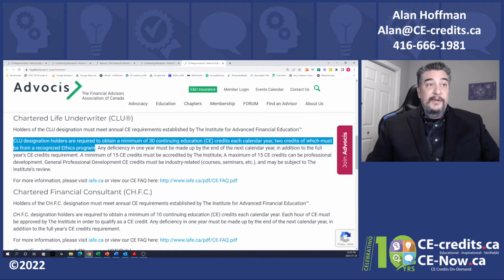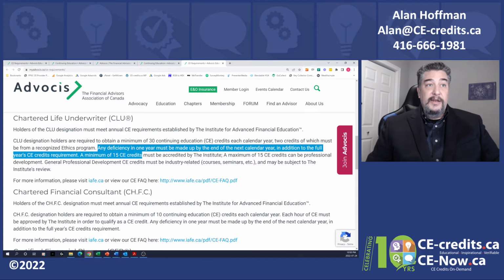Okay, any deficiency in 1 year must be made up by the end of the next calendar year, in addition to the full year CE requirements. This is really nice of Advocis to tell us this, that it's okay if you didn't get enough this year because you can still make up next year. So that's fantastic. Again, we're going to come back to that.